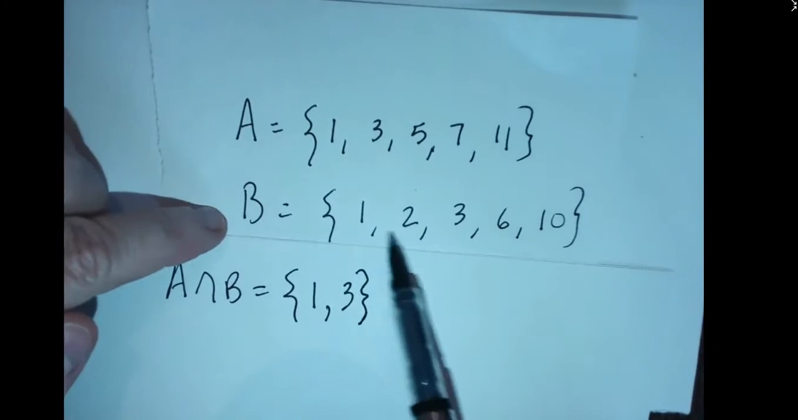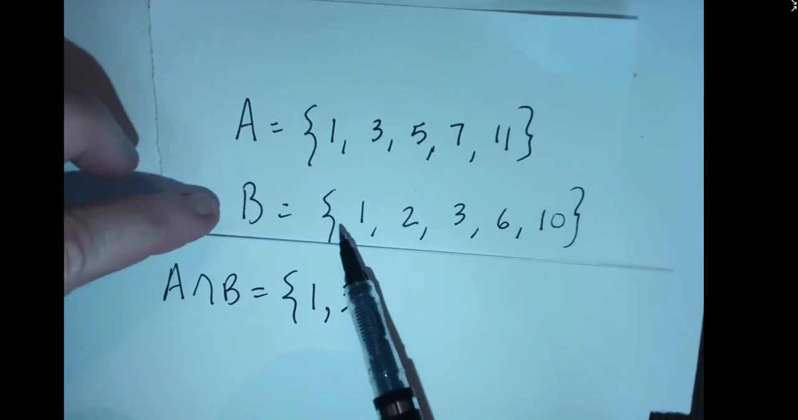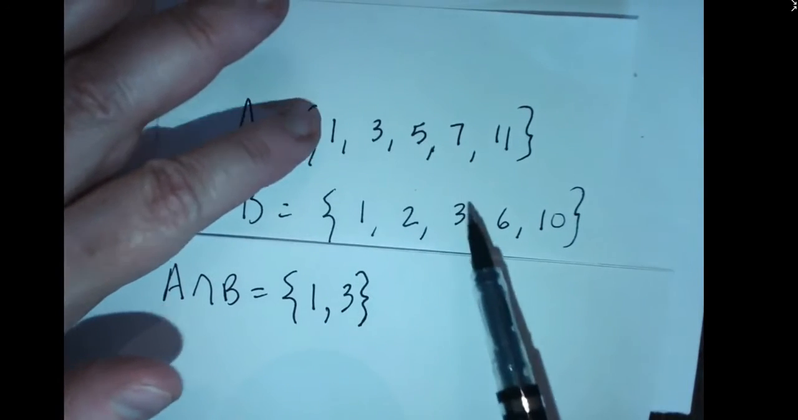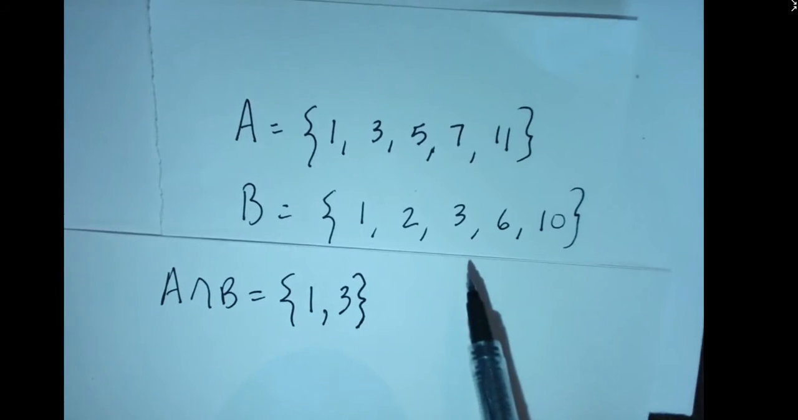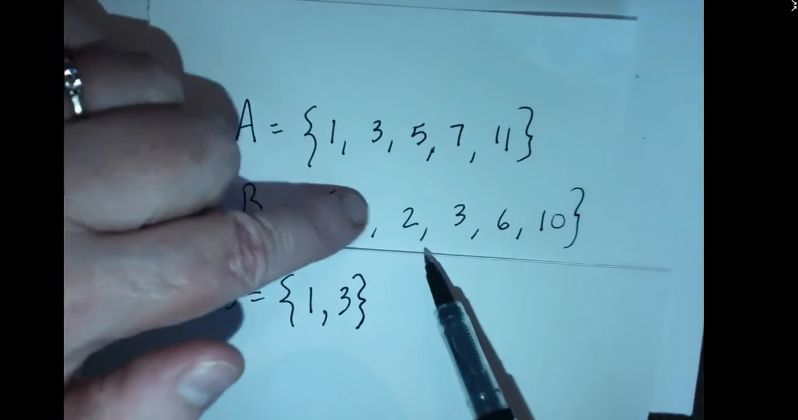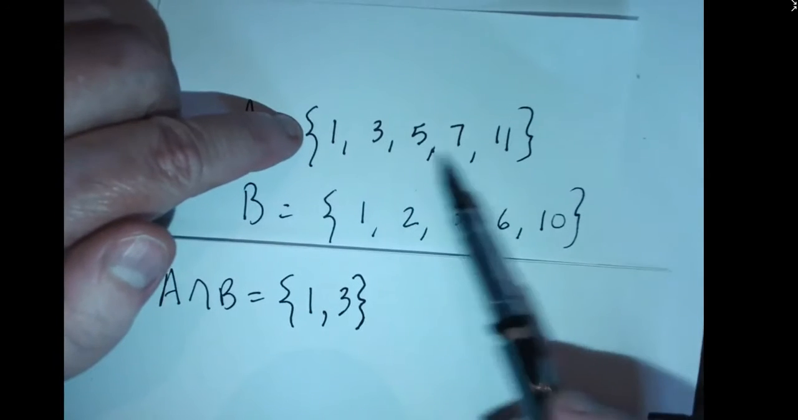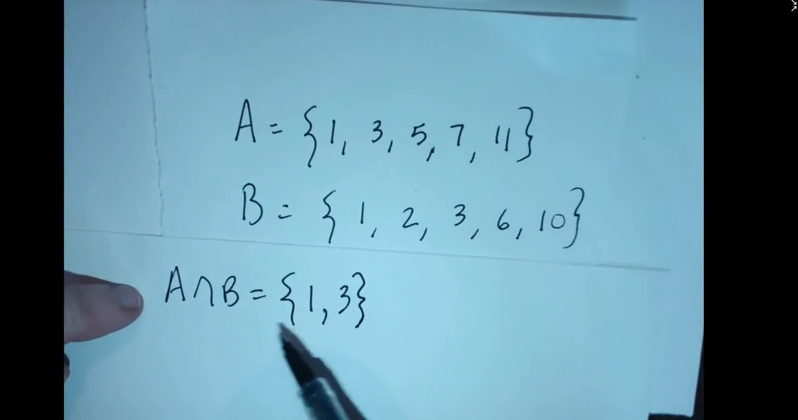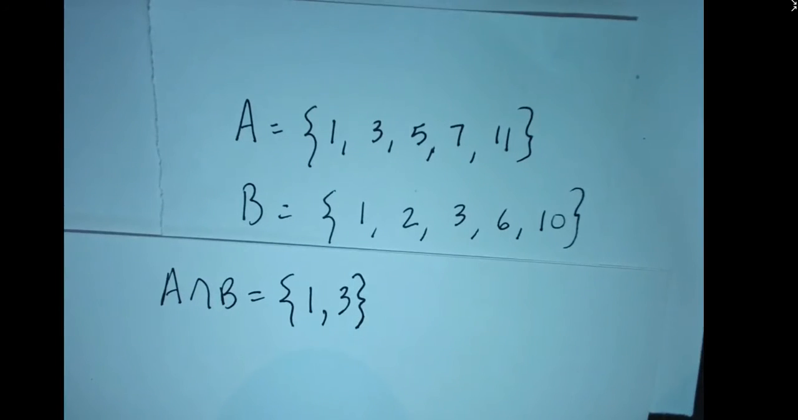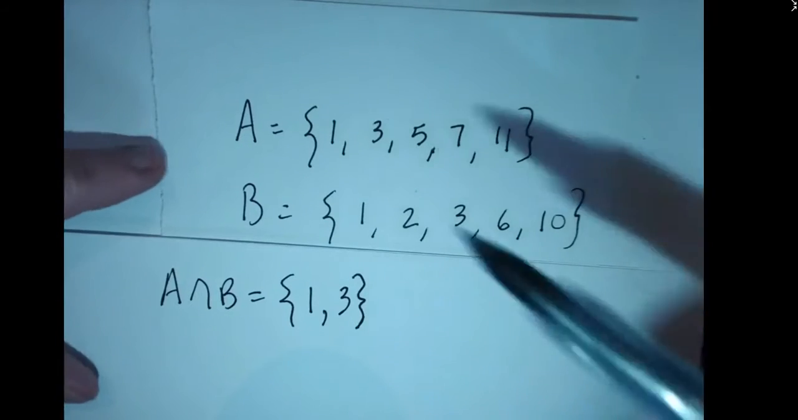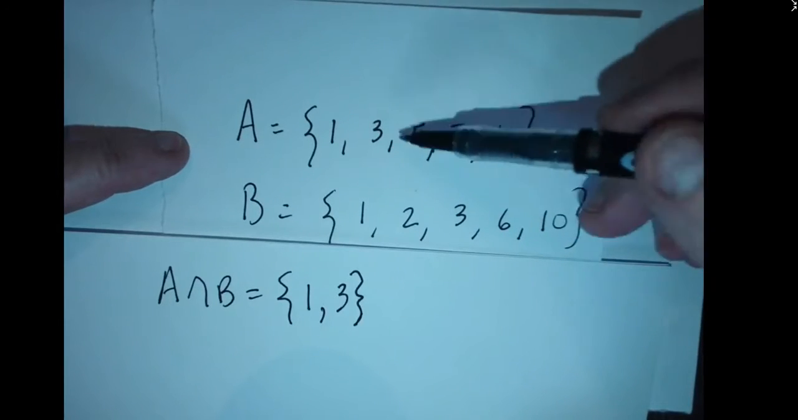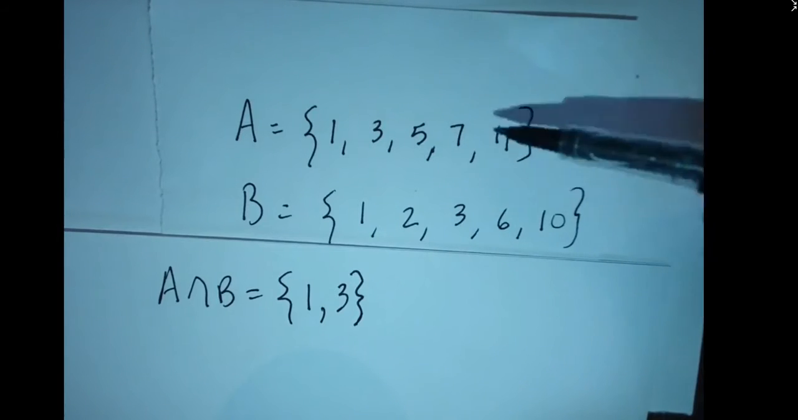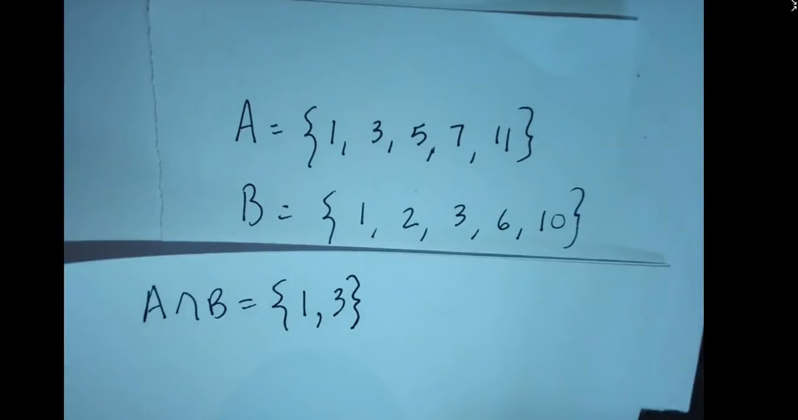I don't have to go through B, because if there's anything in both of them, I've already written it down here. So, well, you didn't consider the 2. Well, I didn't have to because it wasn't in A. And for it to be in the intersection, it has to be in both. So we're only having the things that are in both. As you can see, 1 is in both sets and 3 is in both sets. And there's not anything else that's in both sets. So that's the intersection.